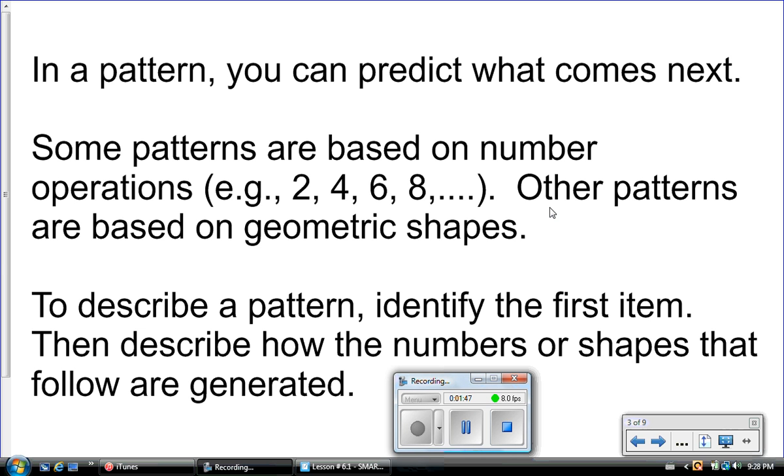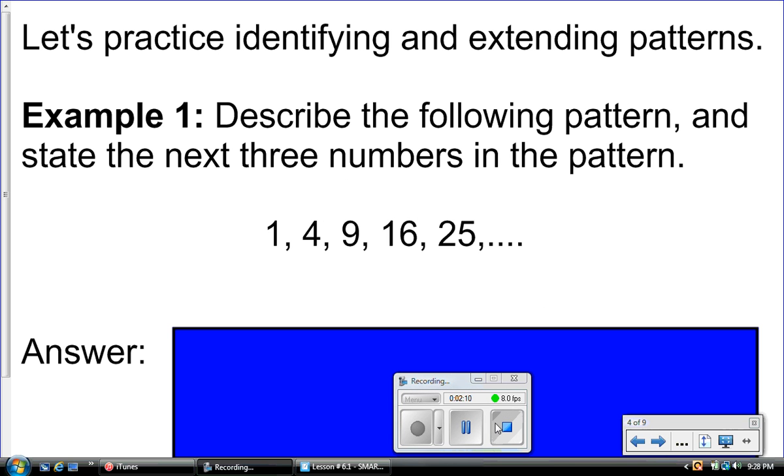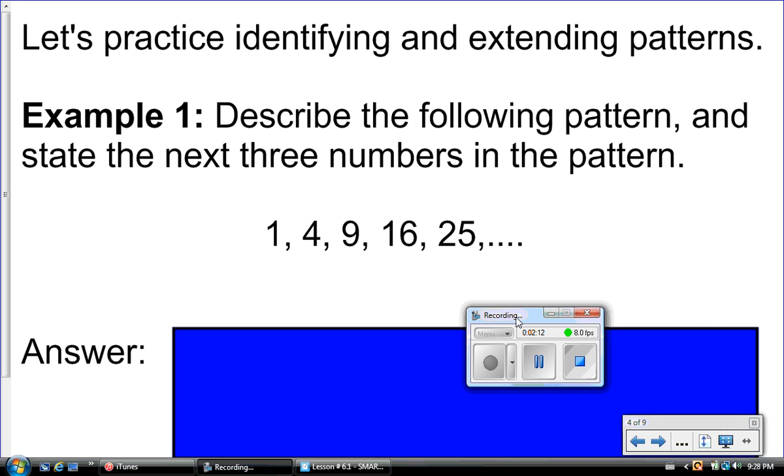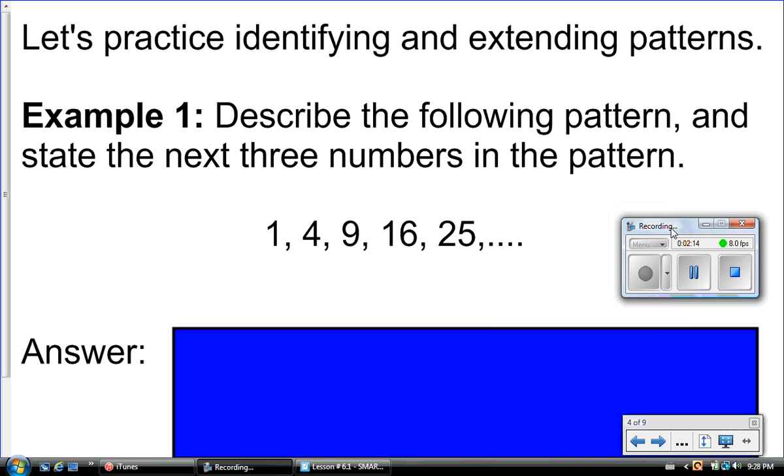Other patterns, though, are based on geometric shapes, which we will indeed look at. To describe a pattern, we first need to identify the first item. Then we describe how the numbers or shapes that follow are generated or created. Okay, we're going to try some practice with this on the next 3 slides.